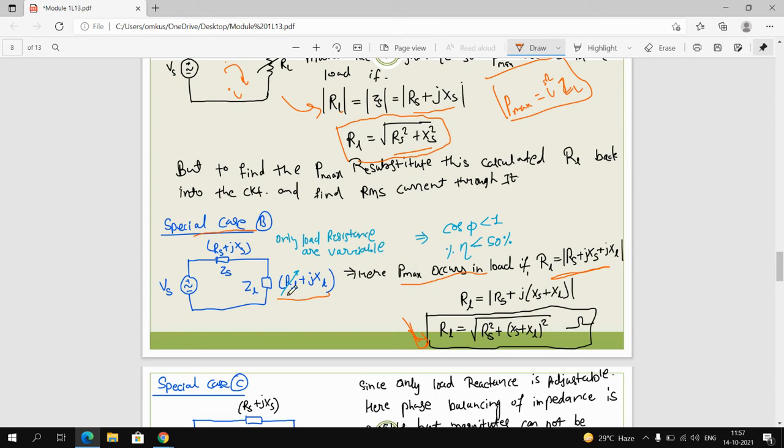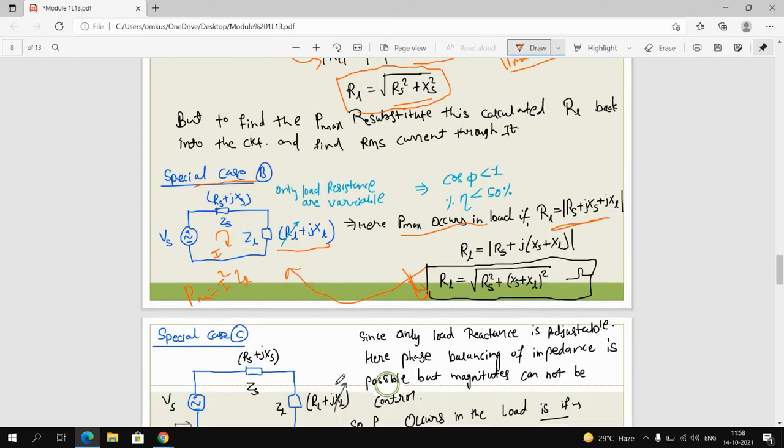Once you calculate this value RL, then put that value back into the load and find out the current. Once you find the current, then you are able to find the Pmax occurring in that load. So Pmax is nothing but I square ZL. So I hope this is also clear to you.